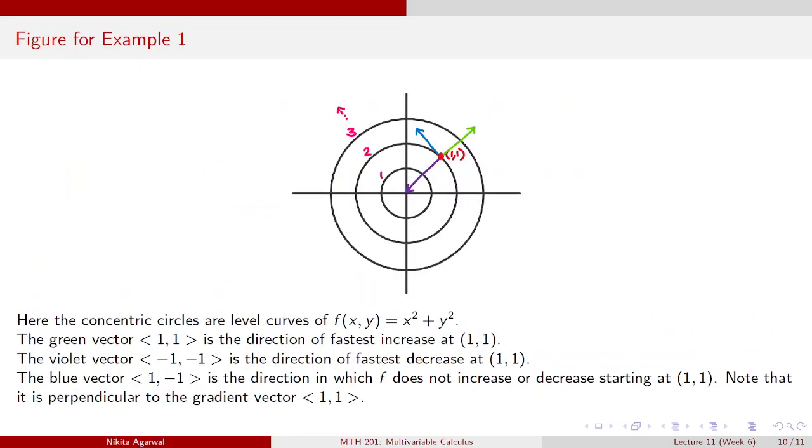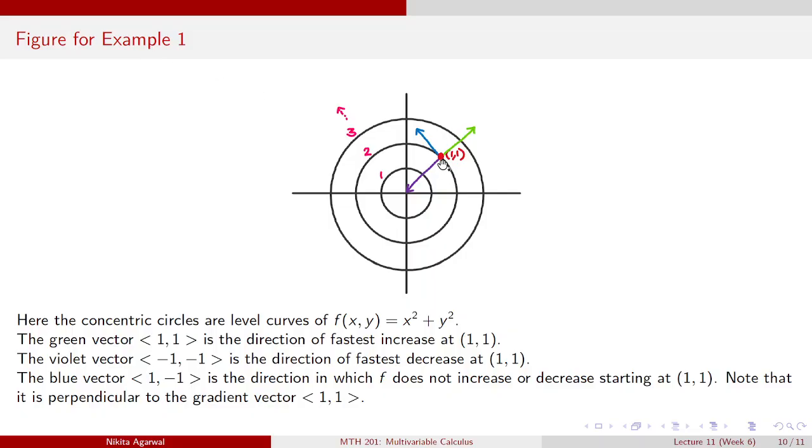So, let me go back. No, I don't have to go back. This is the function, x square plus y square. What are the level curves of this function? They are nothing but these concentric circles. What are level curves? You set the function equal to a constant. When I set it equal to a constant, I get these circles. So I have drawn these circles with increasing radii. The innermost has radius 1, then 2, 3 and so on.